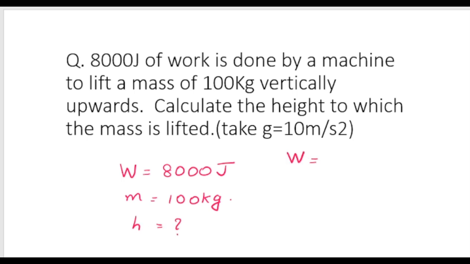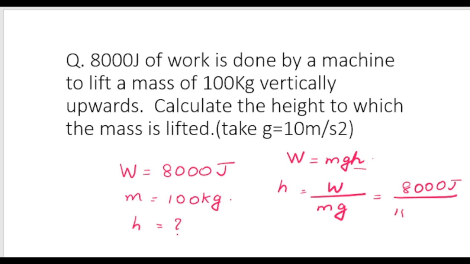So here we can take the formula mgh, because it's vertically lifted, and we have to find out h. h is equal to work done by mg. So what is the work done here? 8,000 joule upon mass, which is 100 kg, into g, they are asking us to take it as 10. So it is 8 meters. The displacement, or the height through which it is lifted, is 8 meters.